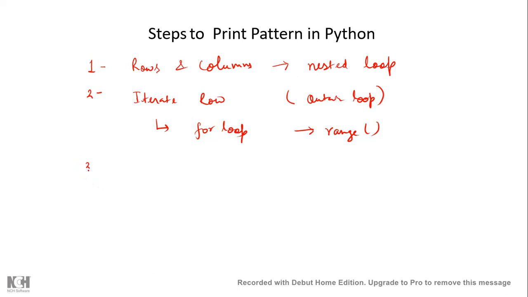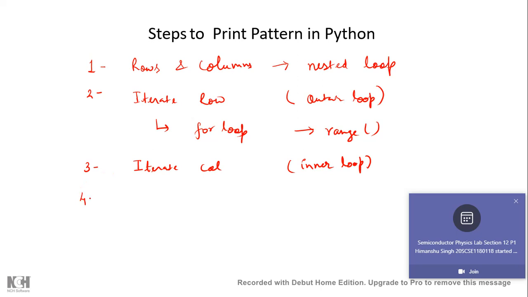Then the third step is to iterate for columns. Iterate column, and when we iterate column, we call it the inner loop. I'm explicitly writing outer and inner so that while writing the code, when I put the comment, it will be very clear to you which one is the outer loop, which one is the inner loop, and at what location we need to put the print statements.